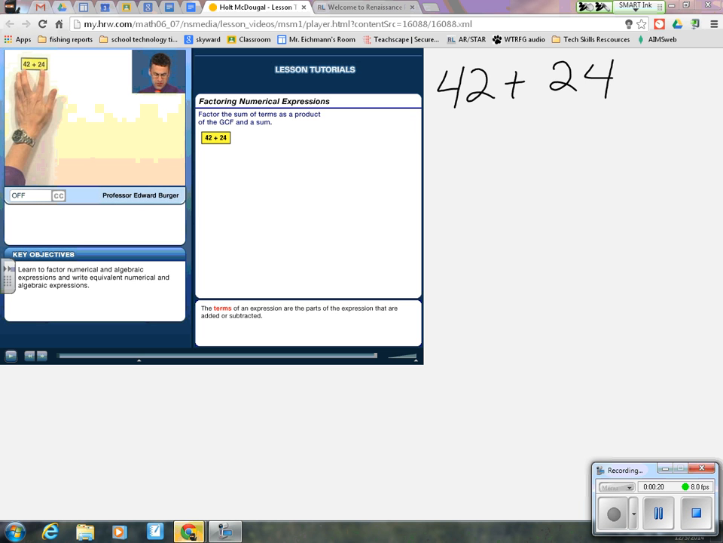He's going to take that 42 plus 24, and he's going to convert it into something else. He's going to make it look differently. He's going to write it differently. Ultimately, he's going to write it so that it looks like this: 6 times (7 plus, what is it? 3. Nope, 7 plus 4, I'm sorry.